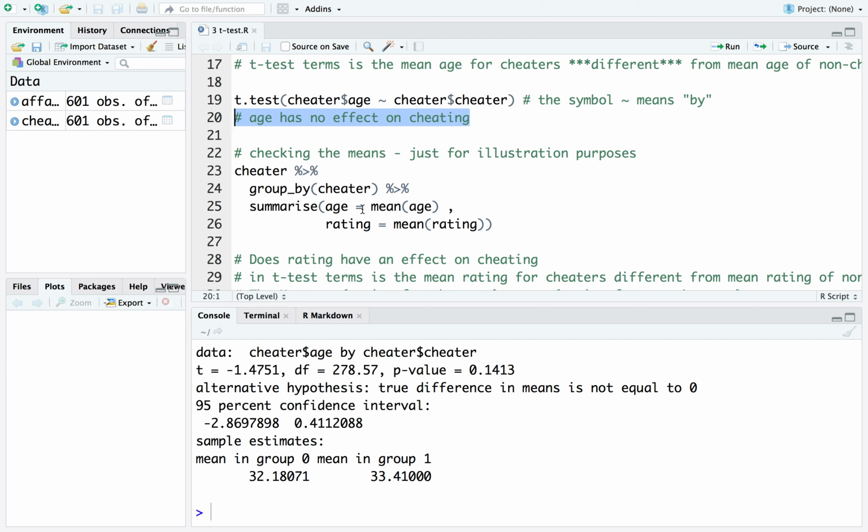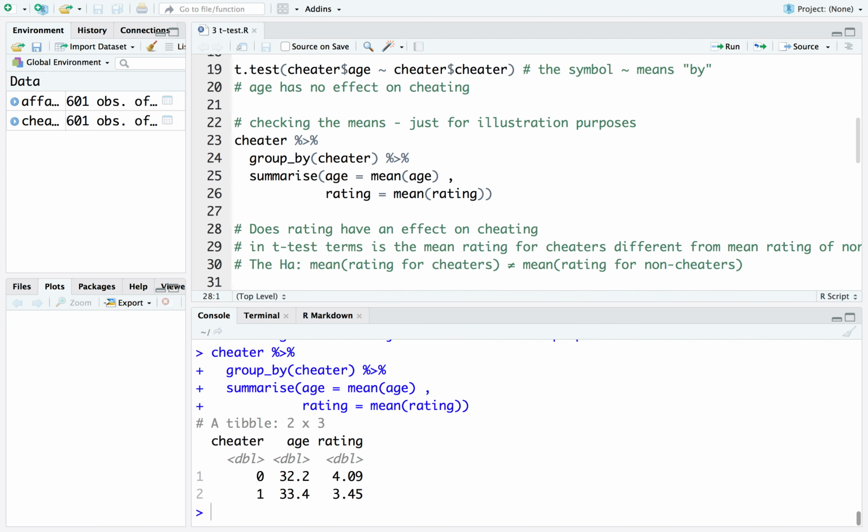So, if we look at these means, these are the averages for each group. If we want to check that this is truly the average, we can just calculate it ourselves. I ran the syntax: take the dataset cheater, then group by the variable cheater, summarize age. I also took the liberty of summarizing rating. But the age is 32.2 versus 33.4.